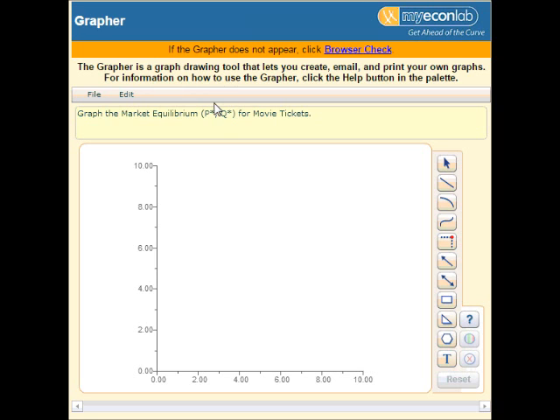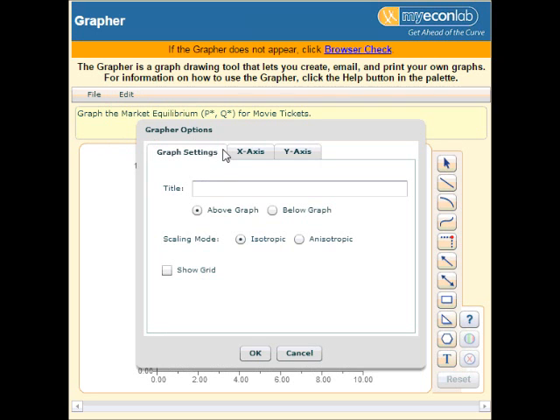They represent the actual price that movie tickets are bought and sold for, and the actual number of movie tickets that are purchased. I don't know what those numbers are, but I can use my common sense to give me some general guess about what some reasonable values could be. So the very first thing you want to do with every graph is go under graph settings to adjust those.